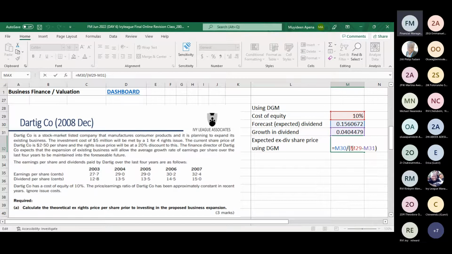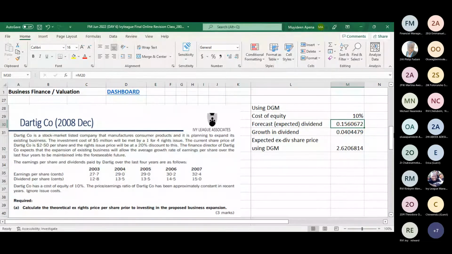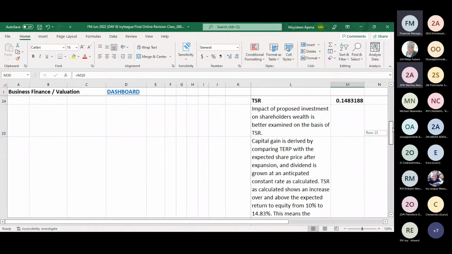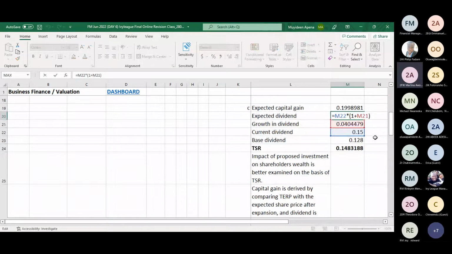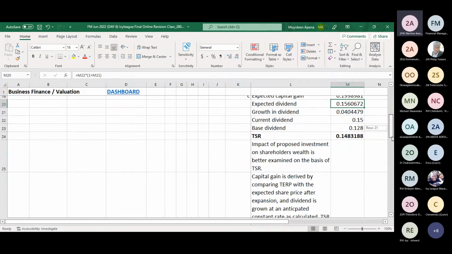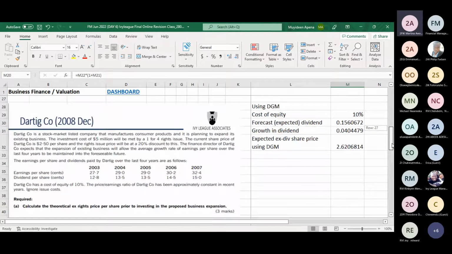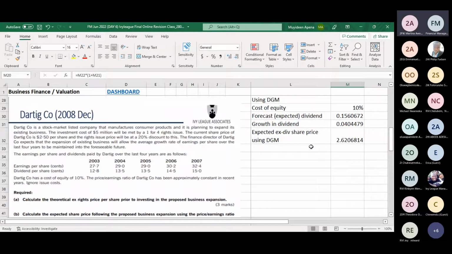Okay. So that's why we have done that as 15.6 now. Remember, we've done that. Look at it here. We did it here. So in our case, we should just use 0.15, not 0.156, if we want to use the 1 plus growth. If you want to use the growth, you have to use 0.15 so that you can apply your growth to it. That's why I labeled this as forecast dividend or expected dividend. It's not the current dividend.